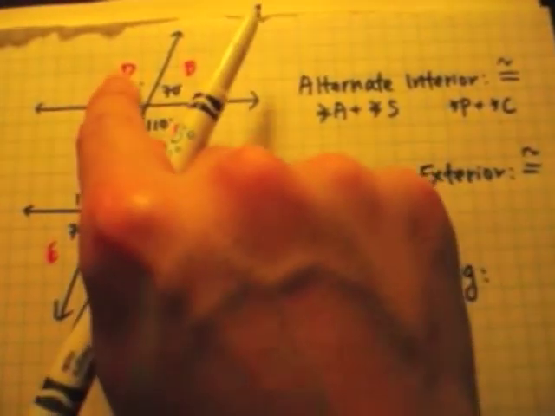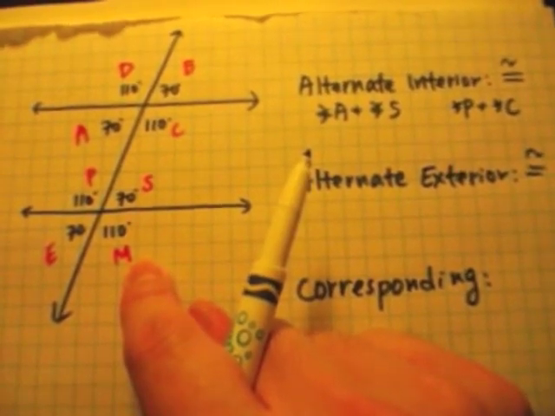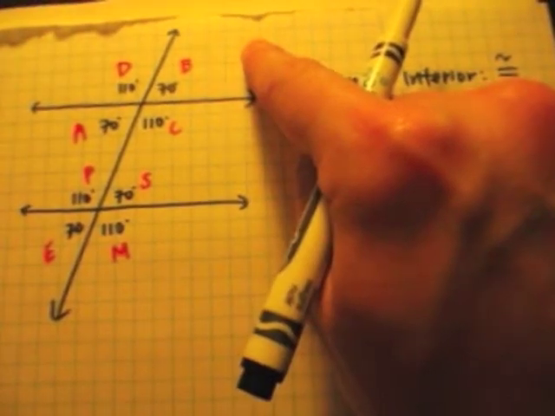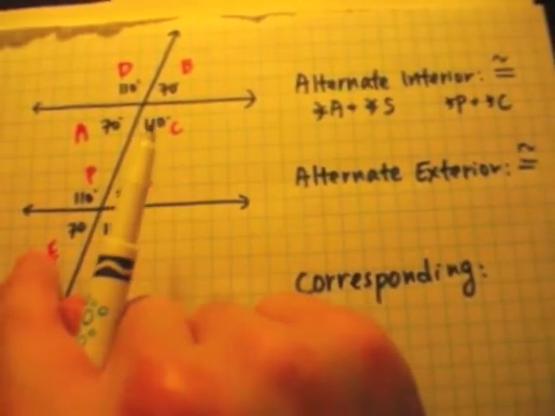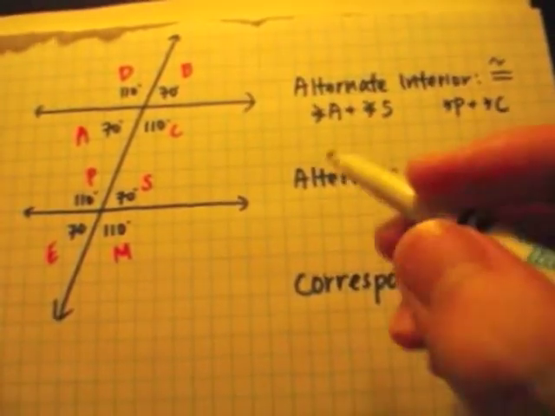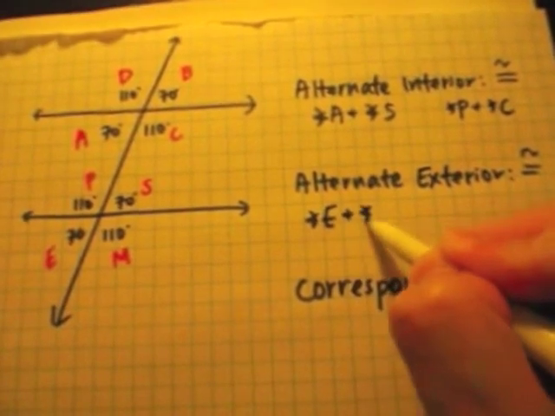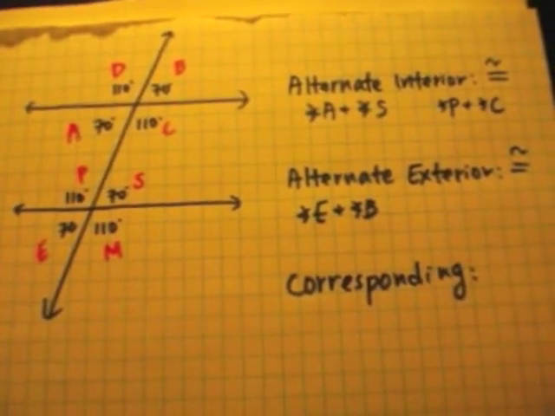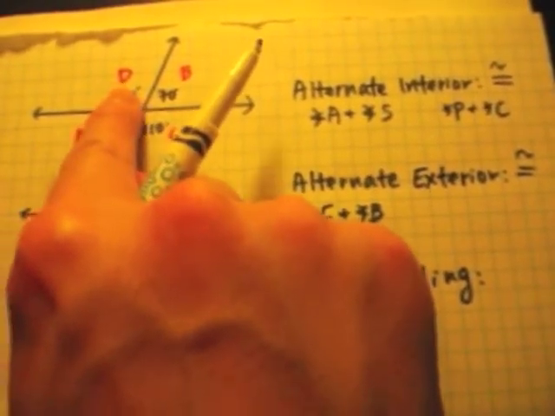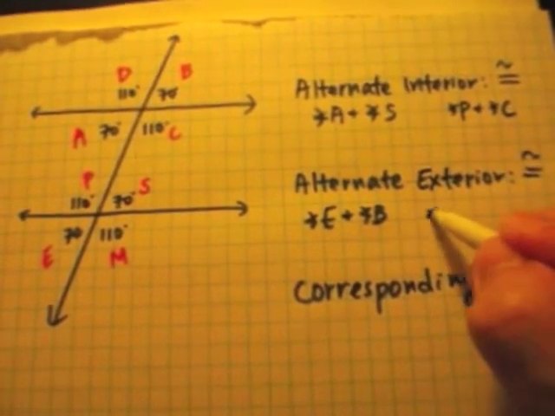So looking at these outside angles, D, B, E, and M, well, there's only two pairs, right? Angle E on the left side and angle F, oh, that's a B right there. Sorry. So I got angle E on the left side and angle B on the top right. So those will be alternate exterior angles. And I have one more pair. I have angle D at the top left, and I have angle M at the bottom right.